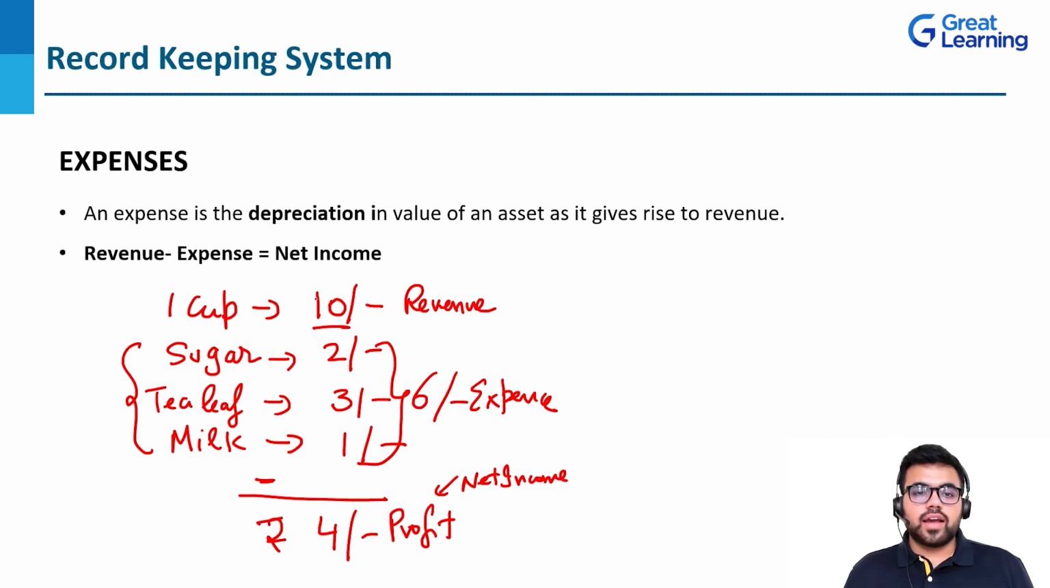Now, if I say, can the net income be negative? The answer is yes. So for example, your revenue is rupees 20 and expense is more than that, 30, then you would have a net income of minus 10. That would be your loss.